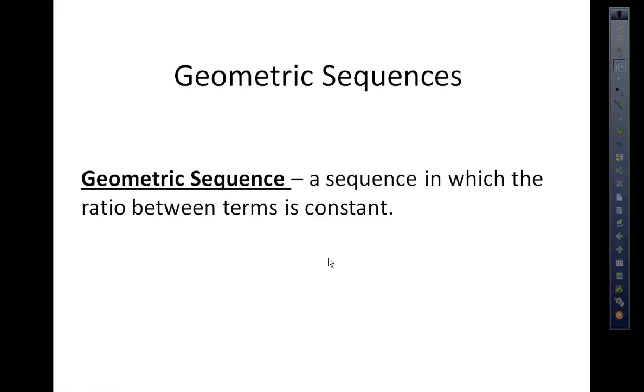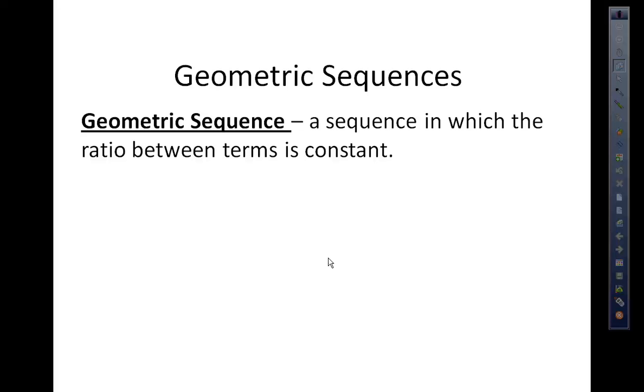So today we are going to be talking about geometric sequences. And geometric sequences are a sequence in which the ratio between terms is constant. Now, if you remember yesterday, we had an arithmetic sequence, and we said that meant we were adding the same thing over and over again, or subtracting the same thing over and over again, because that's just adding a negative. But geometric sequences are when the ratio between terms is constant.